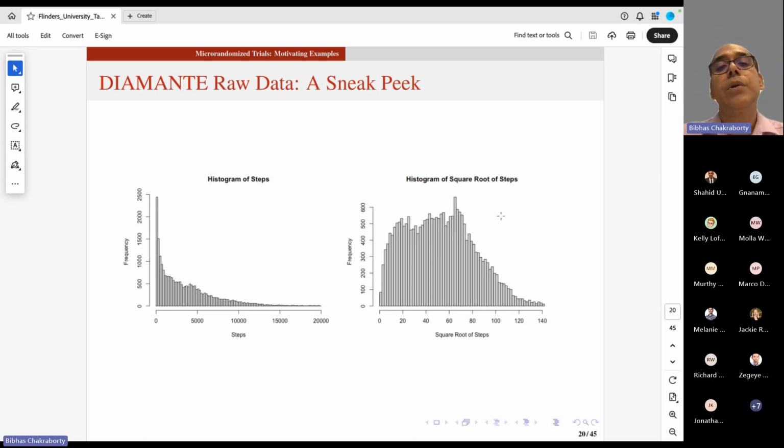Okay, so here is a sneak peek into the raw data of Diamante across all the arms combined. So it's highly skewed data, of course, there's a large count. And we tried different transformations. Square root transformation makes it a little bit more symmetric. So we'll work with that for now.